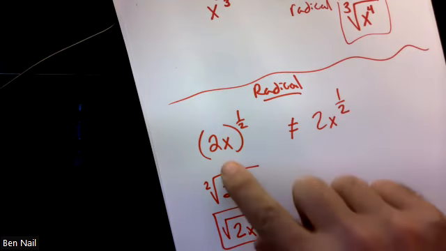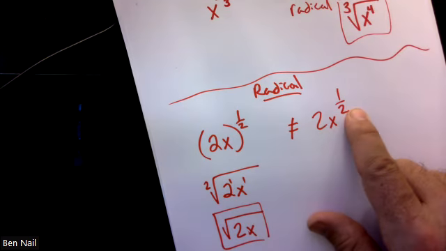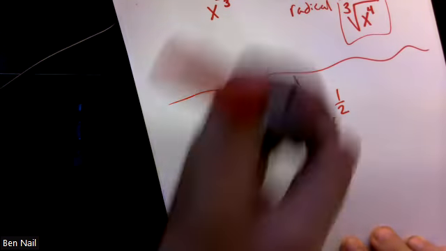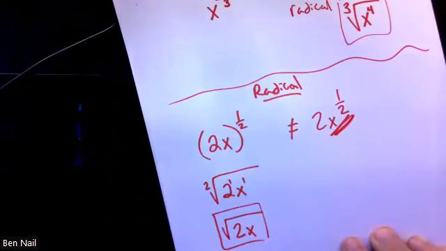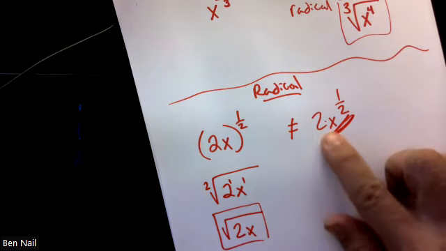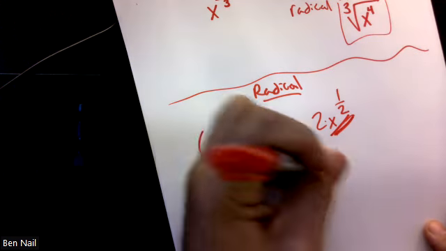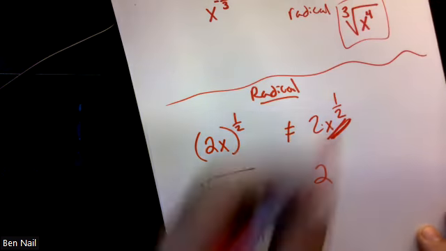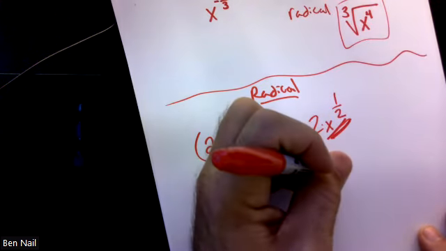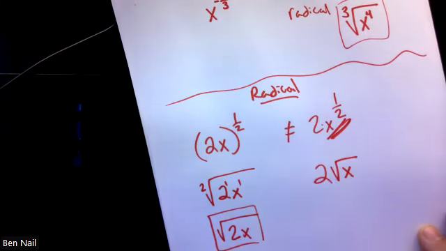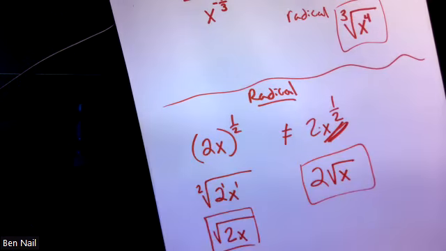However, if there's no parentheses, what's the only thing being taken to this 1/2 power? Okay, just the x. In this case, this is 2 times x to the 1/2 power. So if there's no parentheses grouping these things together, then that 2 is unfazed by that radical. So this one would end up being 2 square roots of x.